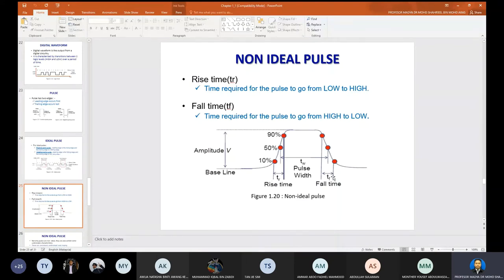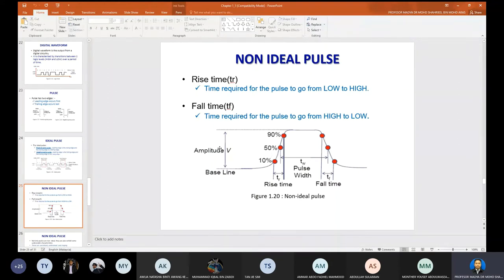And then the falling time is similar, but from 90% to 10%. That means the time from 0.9 to 0.1. So you have to measure the time here. This one we call the falling time. And then for the pulse width, we have to measure from 50%.